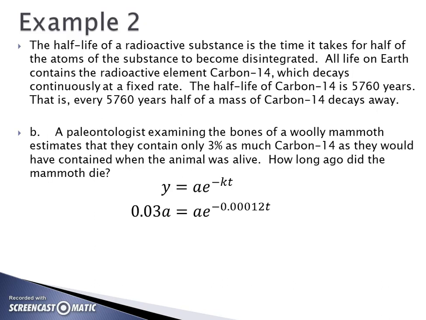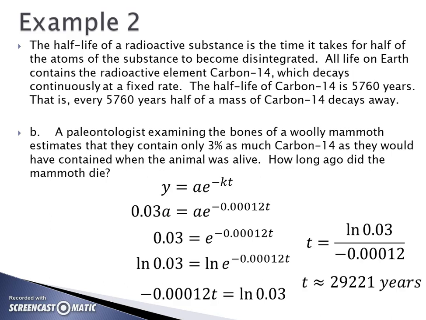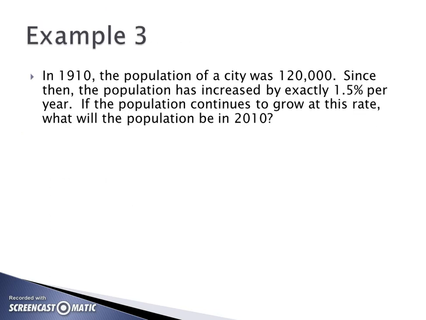We're going to divide by a and it cancels, so 0.03 is equal to e to the negative 0.00012t. Take the natural log of both sides, and we get negative 0.00012t equals natural log of 0.03, divided by 0.00012, and then that gives us about 29,221 years. Okay, our next example, in 1910, the population of the city was 120,000.